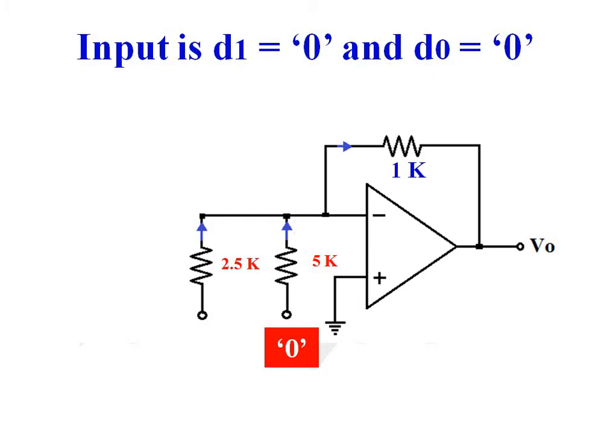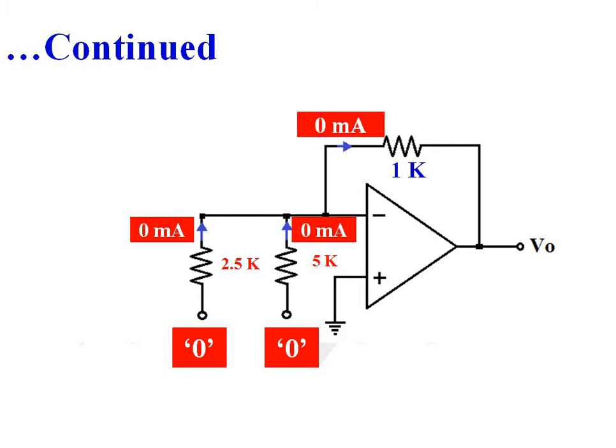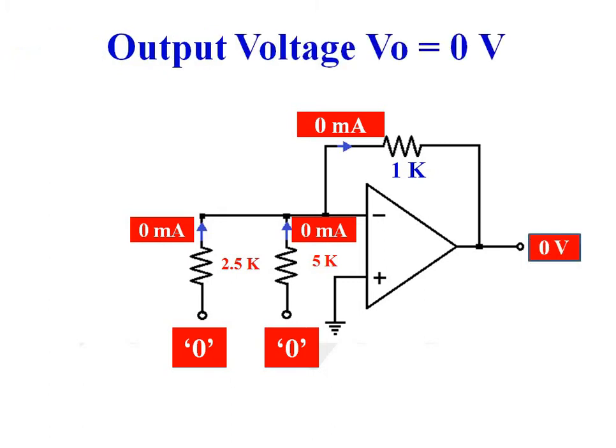The first input combination is 0, 0. D1 is equal to 0 and D0 is equal to 0. So D0 is equal to 0. Current flow through 5K resistance is equal to 0 milliampere. D1 is also equal to 0. Current flow through 2.5K resistance is equal to 0 milliampere. Current flow through feedback resistance is equal to 0 milliampere. Output voltage V0 is equal to 0 volt.